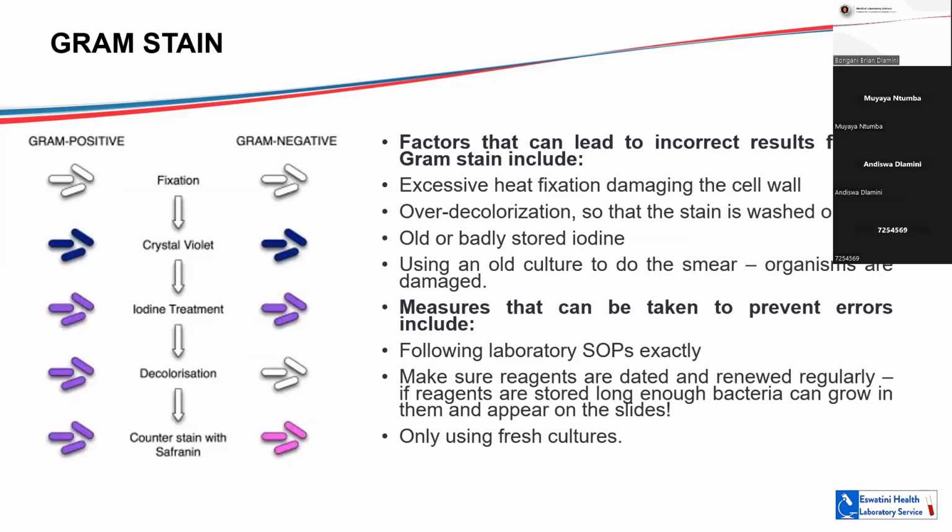Factors that can lead to incorrect results for the gram stain may include excessive heat fixation, which may damage the cell wall, and over-decolorization so that the stain is washed out. For example, gram positives are supposed to retain the crystal violet, which is the primary stain. If you over-decolorize, they may end up taking the counterstain, which is your safranin, and they'll end up looking pink, like gram negatives. So instead of getting gram positives, you'll get false gram negatives. Also, old or badly stored iodine, and using an old culture to do the smear, so the organisms may be damaged and you'll not have viable bacteria. So we always say your colonies, when you're doing your gram stain, have to be 18 to 24 hours old at least.